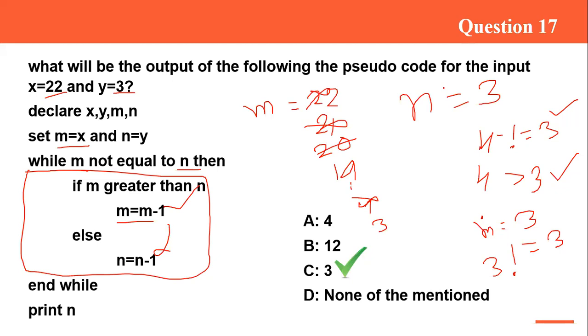3 not equal to 3 is true or false? False, right? Exactly. False. 3 equal to 3 is true, dear. 3 not equal to 3 is false. As it is false, what will happen? It will come out of the while loop.